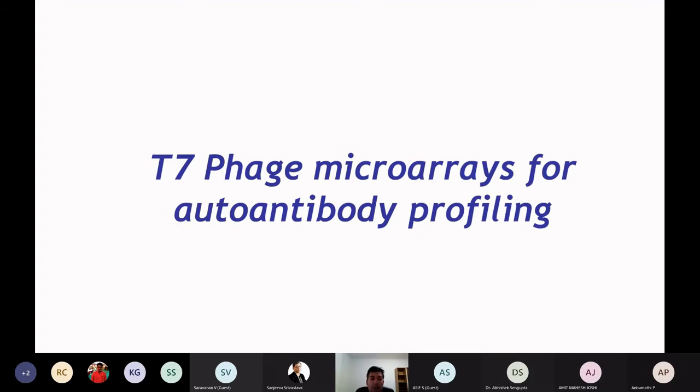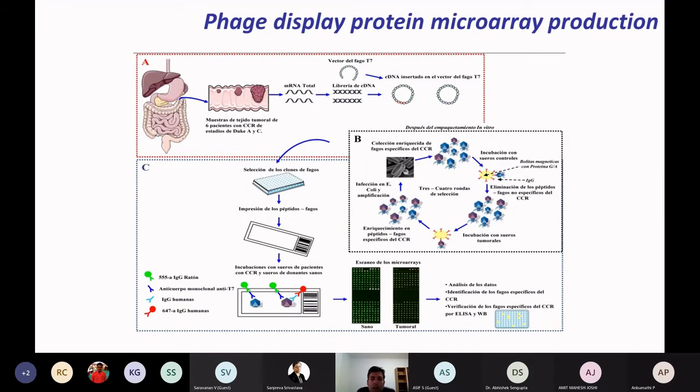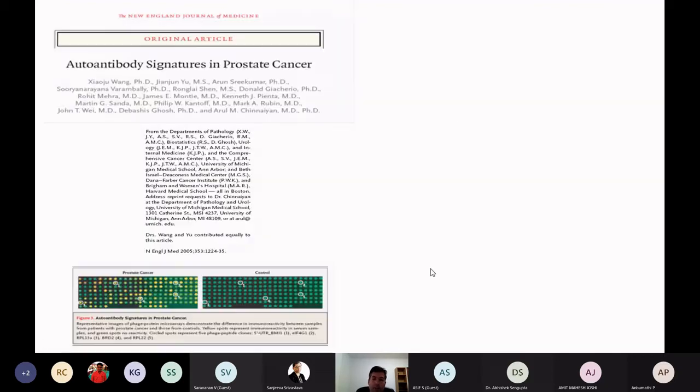And the last protein microarray I wanted to present here is the phage microarray that we have been using in the last years. It consists of the integration of two high-throughput technologies. On the one hand, phage display, and also the protein microarray. The first study using this technology was reported by Rodrigo in Michigan.